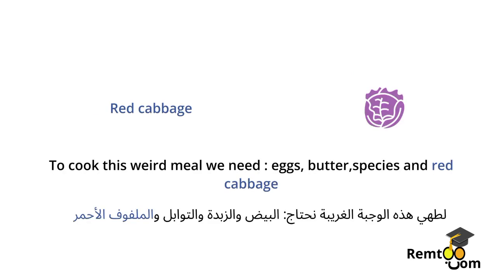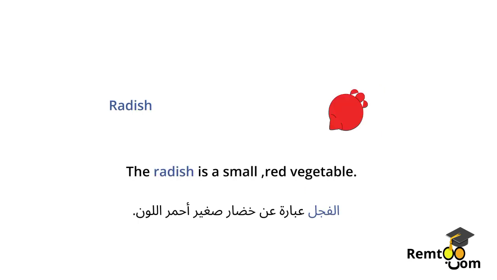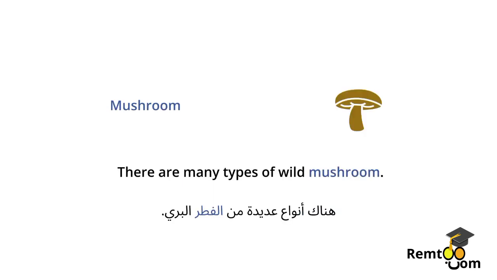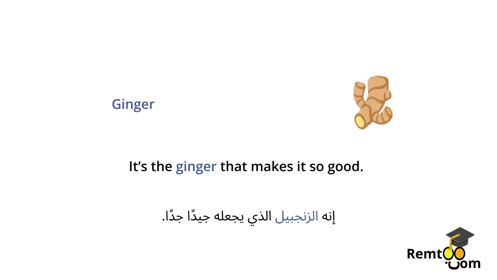Red cabbage. Example, to cook this weird meal, we need eggs, butter, spices, and red cabbage. Radish. Example, the radish is a small red vegetable. Mushroom. Example, there are many types of wild mushroom. Ginger. Example, it's the ginger that makes it so good.